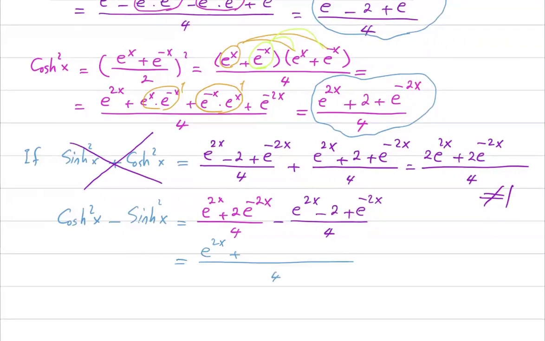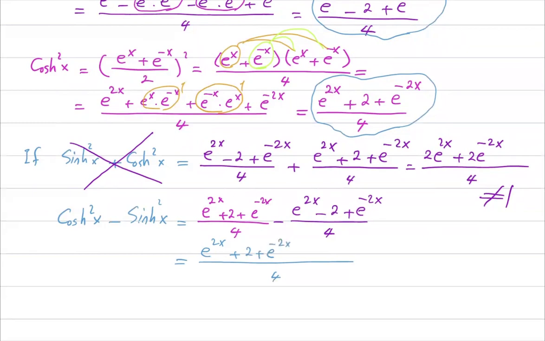Okay, I missed something here. I jumped a little bit ahead. Let me move it a little bit here. This was plus 2 plus e to the power negative 2x. I forgot to add this. Plus 2 plus, okay, perfect. So e to 2x plus 2 plus e to the power negative 2x.